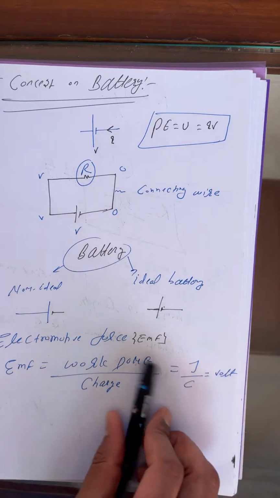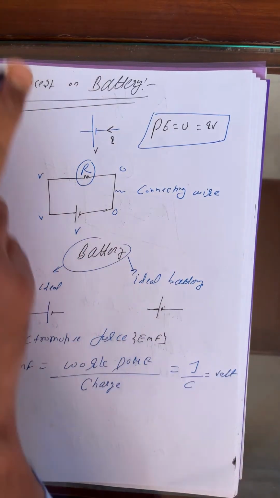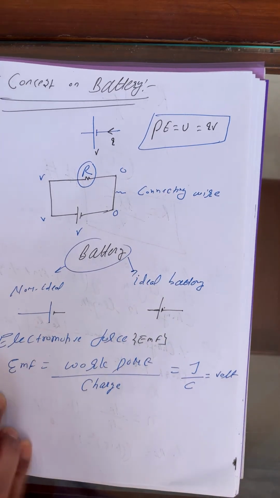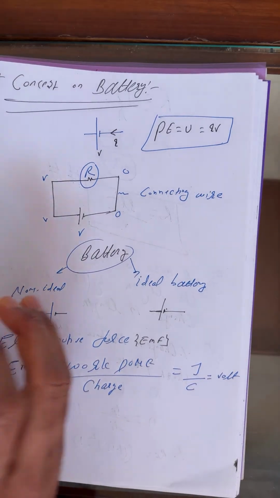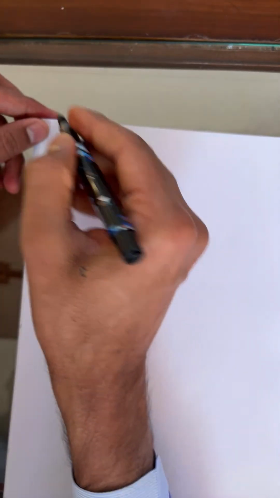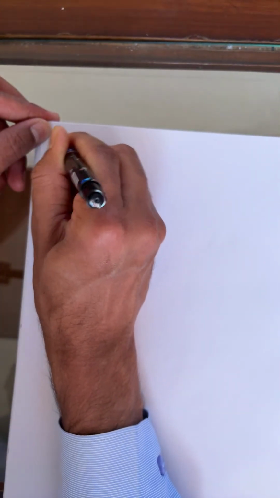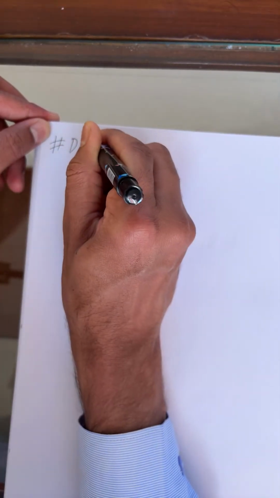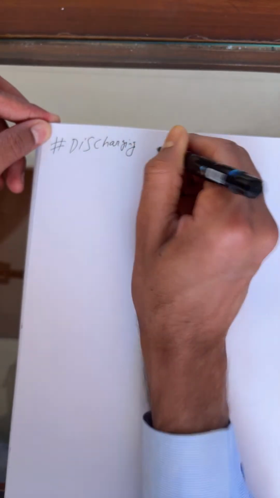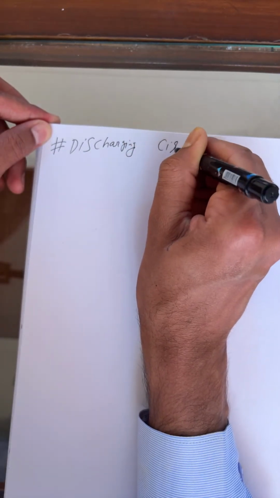Yes, beta. Now, beta ji, in a battery circuit we have two kinds of circuit, right? I can say discharging circuit or charging circuit. Okay, I'll discuss one by one. So this is the discharging circuit.